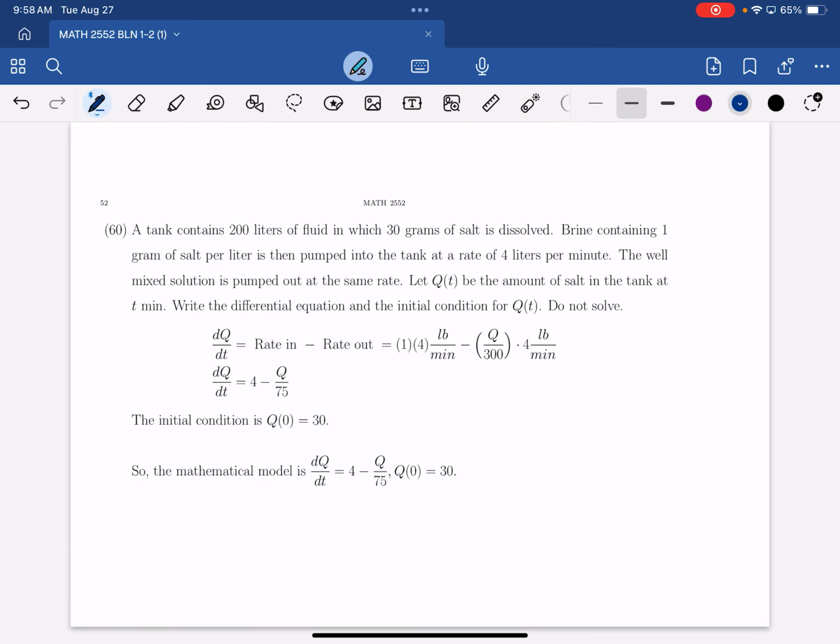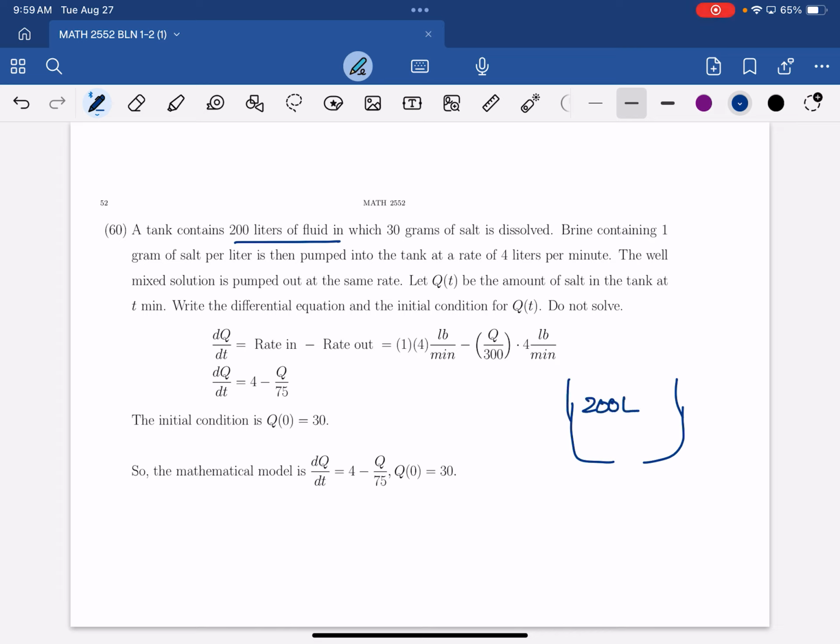So the next kind of problems is we want to deal with the compartmental analysis problems. The popular one is the tank problem that you are seeing here. The next few problems are going to be dealing with the tank, but it's a really nice problem. A tank contains 200 liters of fluid. So you have a tank and it has 200 liters of fluid.